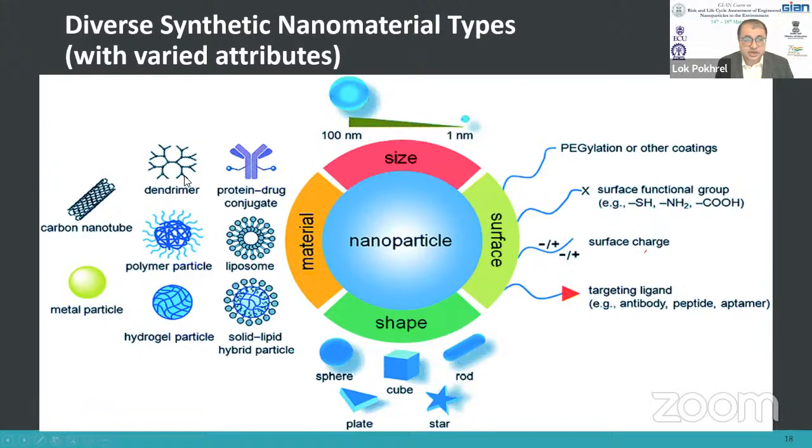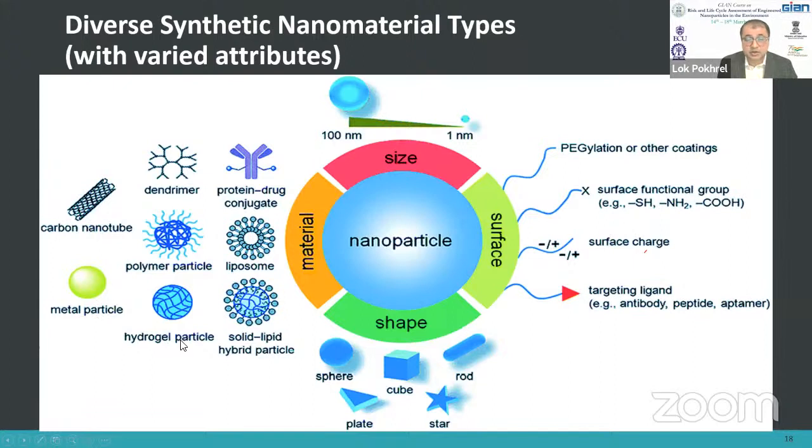And dendrimers, so these are carbon atoms grouped together. A protein drug conjugate, a polymeric nanoparticle, liposomes. Liposome research is also taking really good traction these days. You can pack certain drugs within the liposome and deliver, and then bypass the immune system. Metal nanoparticles, obviously, are very famous and widely used, widely studied as well.